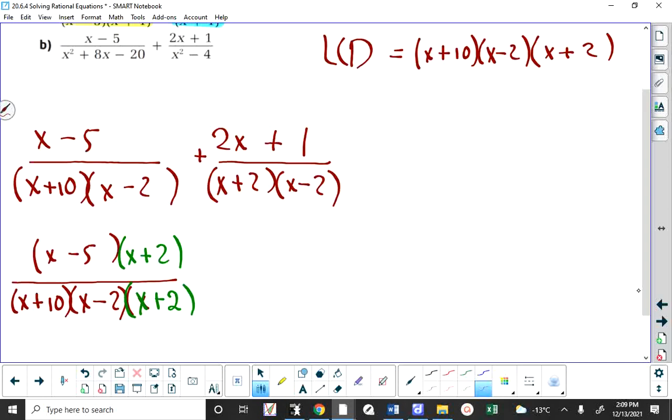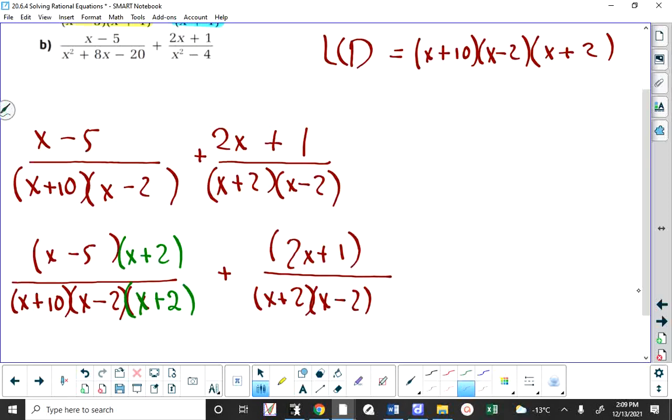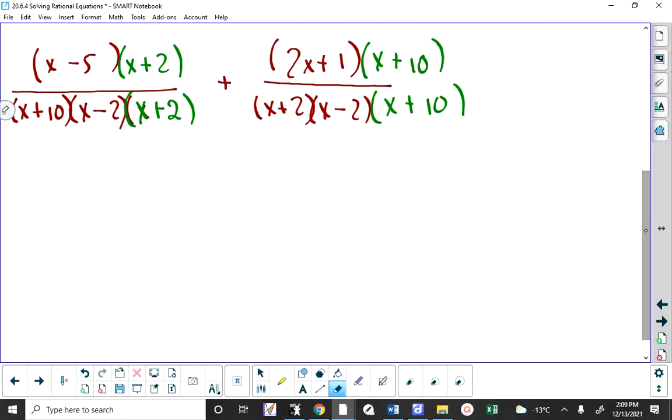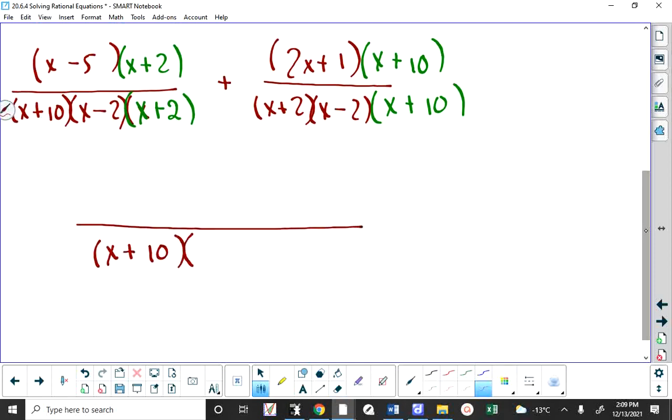And I'm going to have to multiply the 2x plus 1 over x plus 2, x minus 2, top and bottom by, well, what am I missing? I'm missing the x plus 10. So now when you take a look at both of those expressions which we have to add together, they both have that same denominator. So we can put them together over the same denominator. The order that you write these factors of the denominator in is not important.